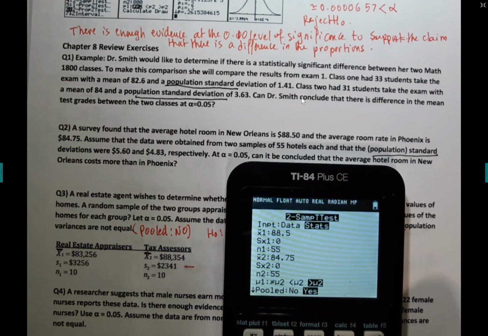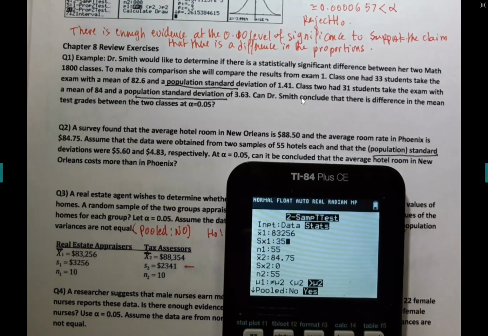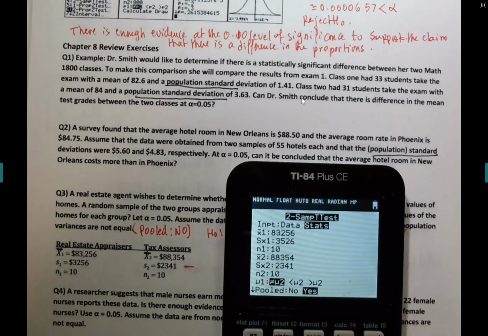Okay. X1 bar, $83,256, the appraiser, with a standard deviation of $3,526, and we had 10 homes. And then the tax assessors, $88,354. S2 is 2,341, and N2 is 10. We're doing not equal to, guys. There is a difference. We're saying, and look, pooled now.